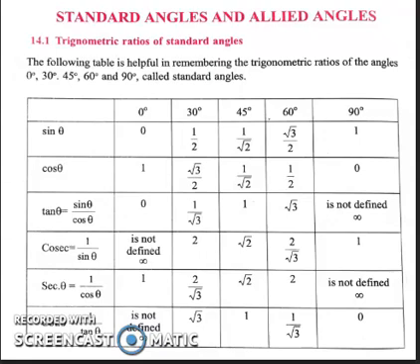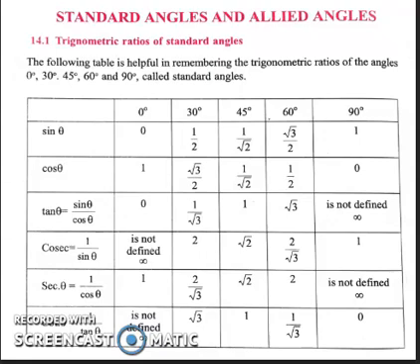Now tan theta is nothing but the ratio of sin theta upon cos theta. So if you do so, you will get these 5 numbers. And 1 upon 0, last line, tan of 90 degree is not defined.